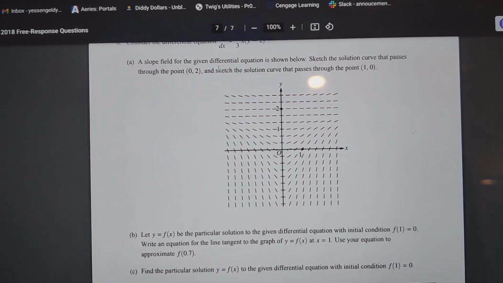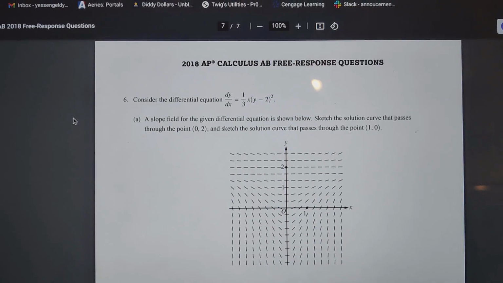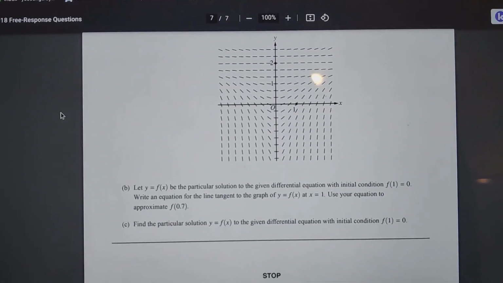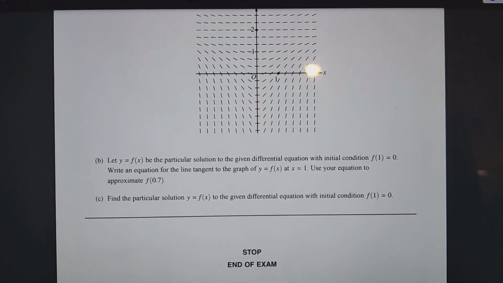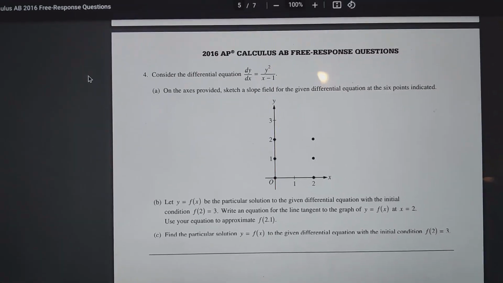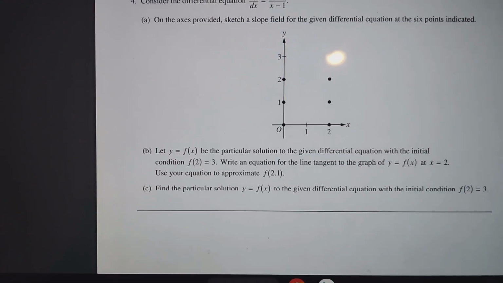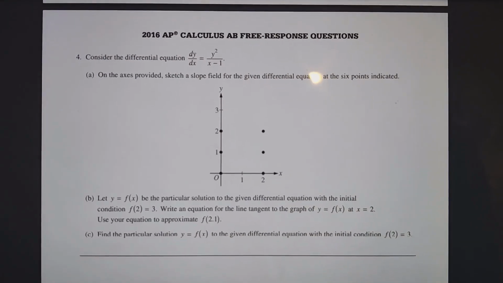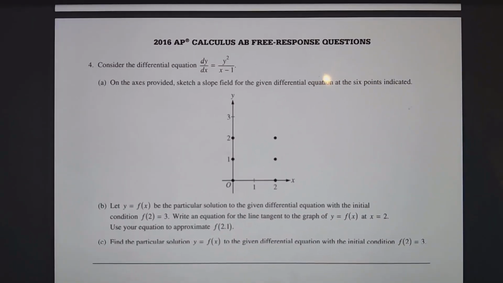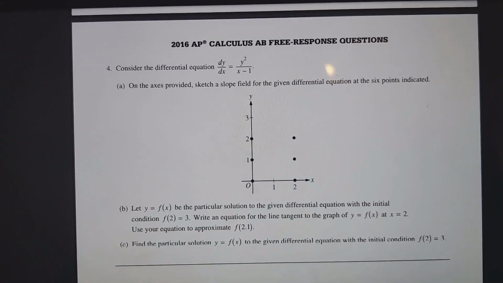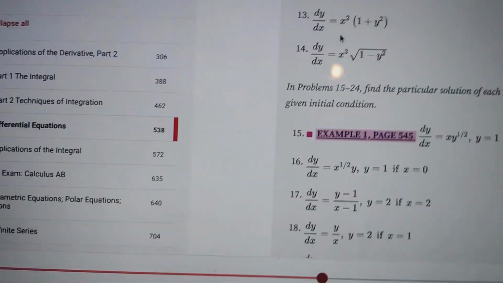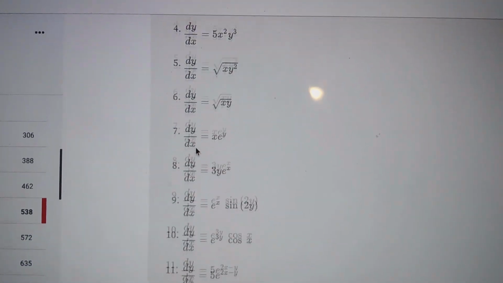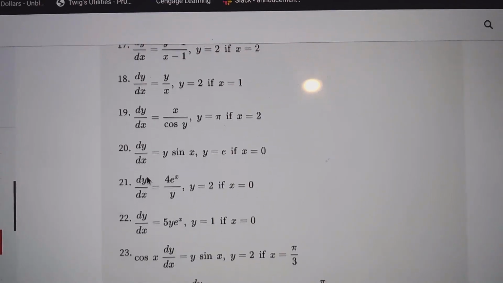Another example is the 2018 FRQ number 6. It has a slope field, and it has more particular solutions with initial conditions to find. And then lastly, we have the 2016 AP Calc AB FRQ. It's another differential equation problem that is pretty useful, along with a slope field. And then we also have the Macmillan textbook, where in chapter 7, differential equations, page 551, there's a good source of problems that you could practice if you need any extra help on differential equations.